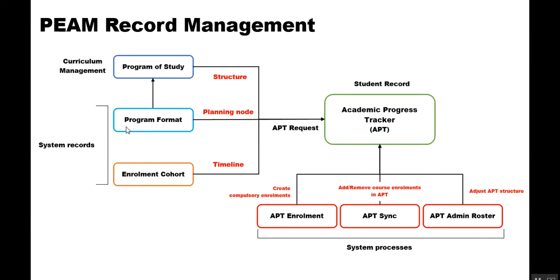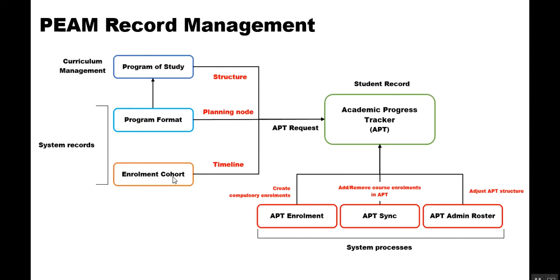So the program format, this is like a template that we use to create a program of study. So we may have, say, a program of study which has 3 stages and 3 semesters for each stage. So we'll have a program format set up like that, and it will just do the initial build and make creating that program of study a lot easier. And then the enrolment cohort, essentially this takes a program of study and attaches it to a particular timeline. So if a student's starting in 2016 and they've got 3 years study, then it will say, right, stage 1, 2016, stage 2, 2017, stage 3, 2018.